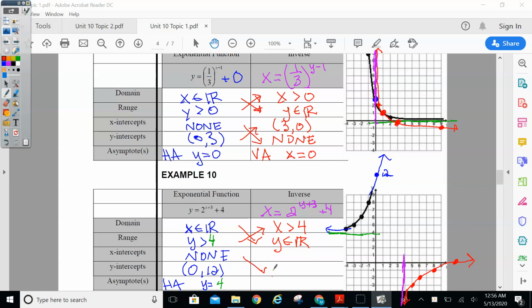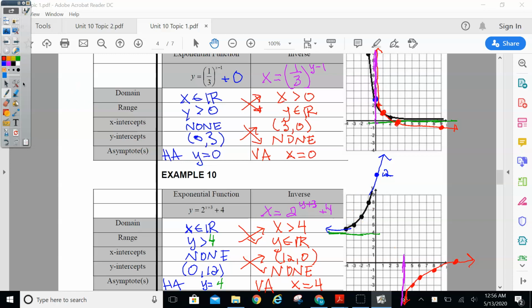Now it has no y-intercept, because it doesn't go past this horizontal line, so it's not going to cross the y, but it is going to cross the x at 12, 0. And again, my horizontal asymptote changed to a vertical asymptote, and I have x equals now 4. Okay, so that's how we're going to graph logarithms. But you have to generate this table and then flip the points.